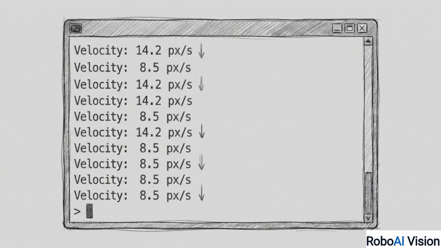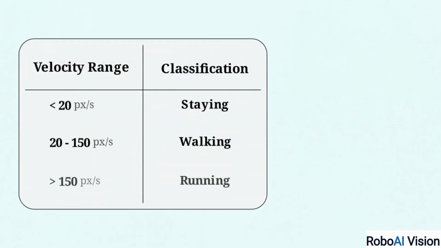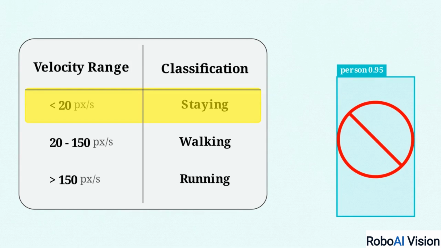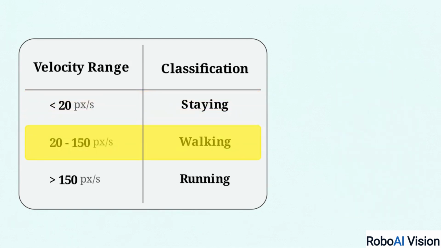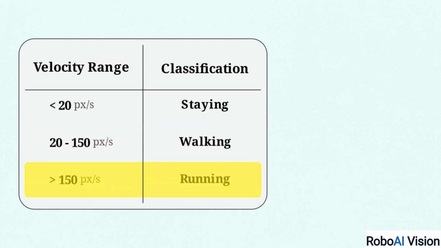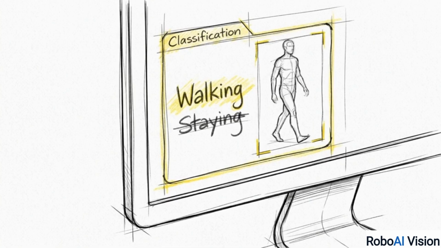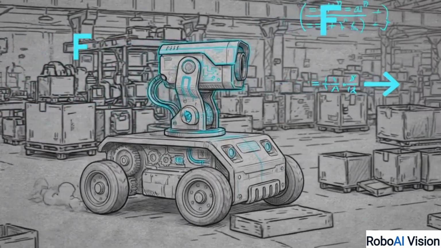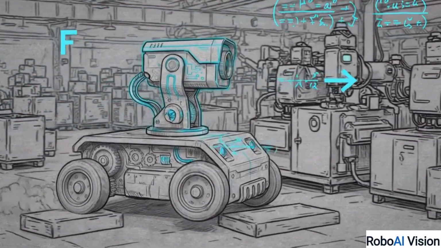Raw pixel velocity provides no actionable context for navigation. It must be categorized. This table outlines strict boundaries. Velocities under 20 pixels per second are labeled staying. This buffer accounts for bounding box jitter, ignoring microscopic shifts. Velocities between 20 and 150 are walking, while anything over 150 is running. The moment a velocity value falls into one of these brackets, the corresponding yellow text updates on the OpenCV debug interface. By enforcing these rigid thresholds, the node filters out hardware noise and stabilizes the robot's overall perception of the environment.